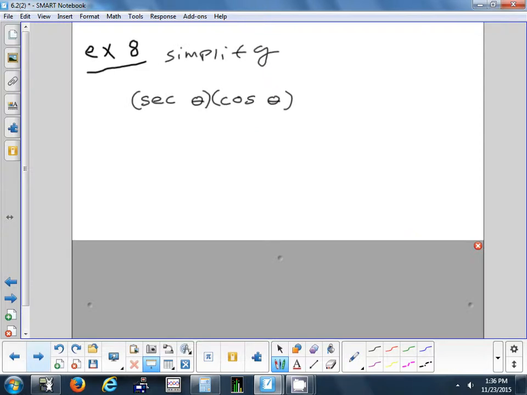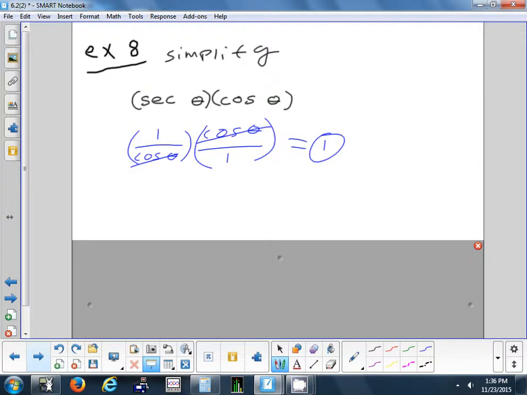All right, secant times cosine. Any suggestions what I do here? Brad? Put 1 over cosine. Change that to 1 over cosine. How about the next factor? Do you want to change that? Cosine over 1. Yeah, we'll just leave it as cosine over 1. And what happens there? Cancels out, and we get 1. So basically, this says if you multiply something by its reciprocal, you just get 1.